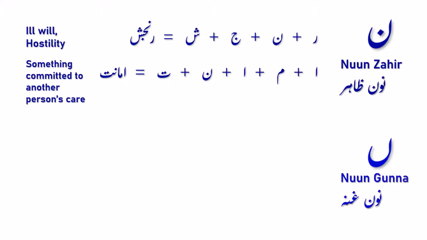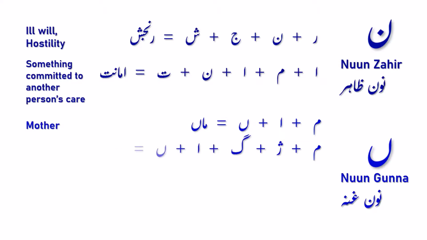In this case, the sound of Noon becomes nasalized. For example, Meem, Alif, Noon Gunna, Ma, mother. Meem, Ze, Gaf, Alif, Noon Gunna, Mizga, eyelashes. The main visual difference is that the dot present in Noon is absent in Noon Gunna.